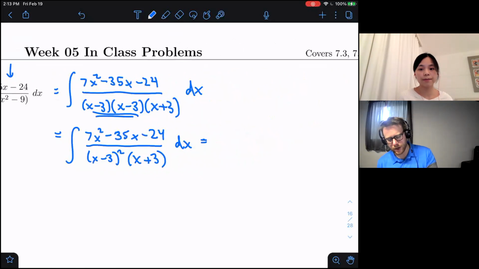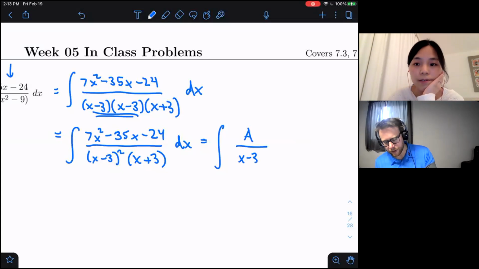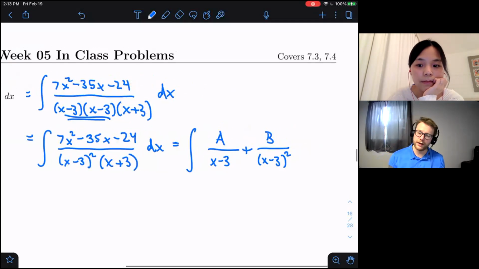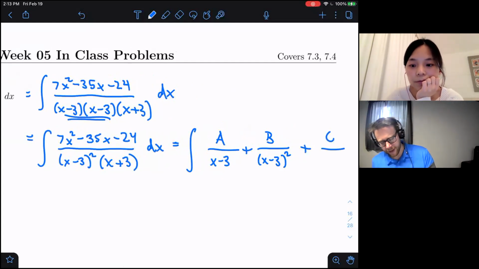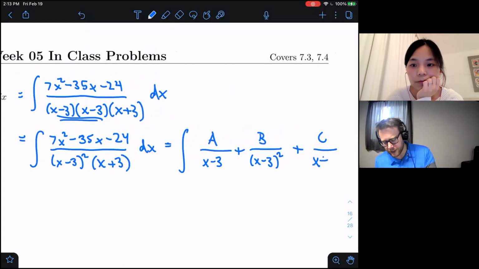So in this case, it's going to be the integral of a divided by x minus 3, b divided by x minus 3 quantity squared. So notice we have all of the values of i that are less than or equal to the power of our factor. In this case, the power of x minus 3 is the second power, right? And so we need also the first included in that for the correct decomposition. And then we're going to have c over x plus 3, and since this is just x plus 3 to the first power, that's all you need.